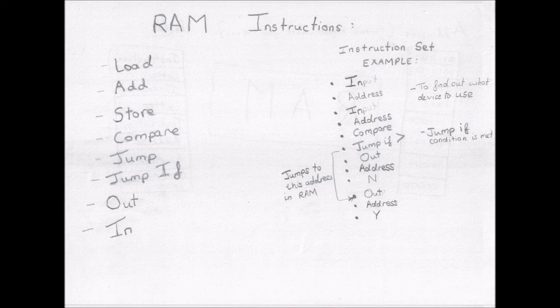Then the jump if function that follows it will jump to another address if the first number is greater than the second number. If the first number is greater than the second number, the jump if instruction will jump to an out instruction, followed by an address and the letter Y, which will output the letter Y to the output device. If not, the RAM will ignore the jump if instruction and output N to the same output device as before. This is why the random access memory is useful, because the jump if instruction can be used to jump to a random address in the RAM.